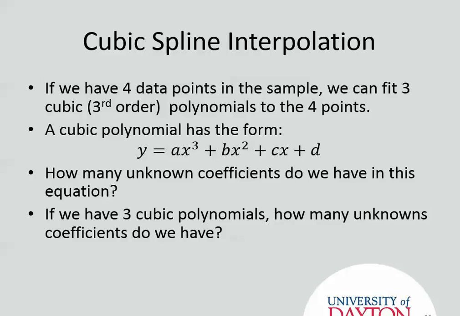So we'll have a1, b1, c1, d1, and then for every one of those, we'll have a different subscript. So for our second polynomial, we'll have a2x cubed, b2x squared plus c2x plus d2. And then our third polynomial will have all the subscripts of 3.